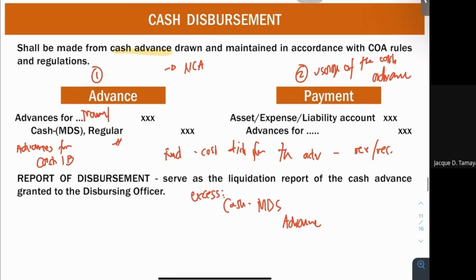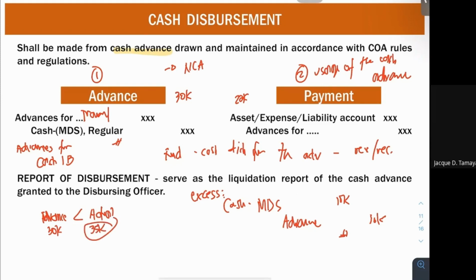Sir, what if, let's say, your advance is 30,000 and what you paid is only 20,000? So you need to reverse the 10,000 advance. But what if the amount of your advance is lesser than your actual? Let's say you advance 30,000 but your actual is 5,000.